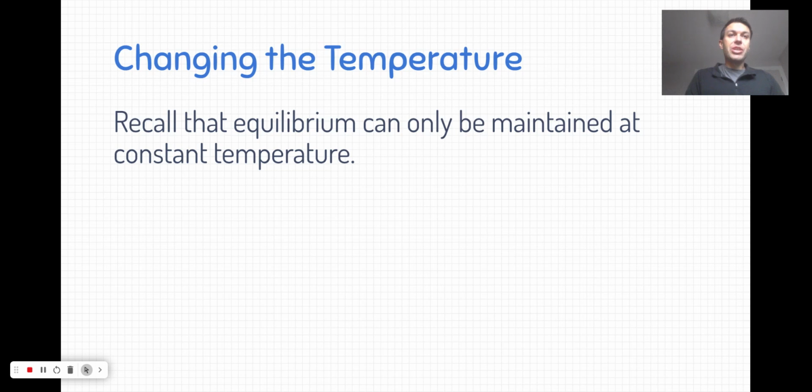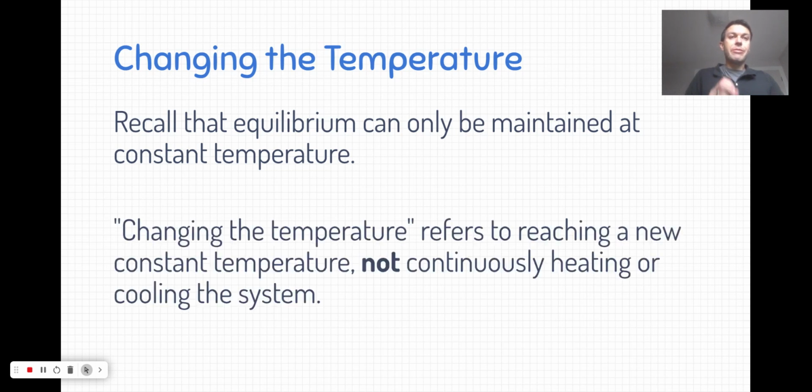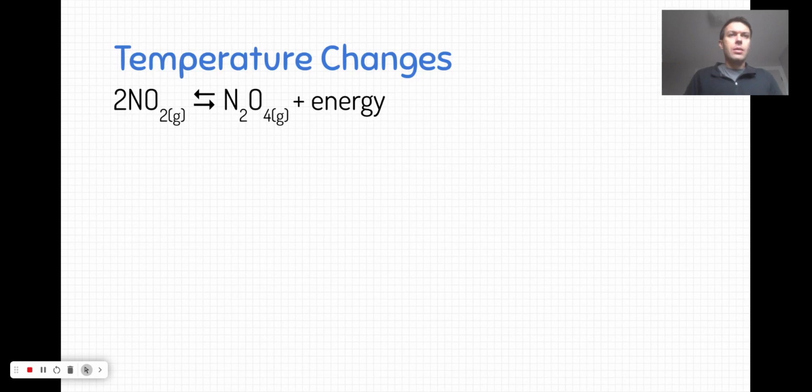Now, when we say we change the temperature, what we're referring to is setting the system at a new constant temperature. We cannot be continuously heating or cooling the system, because if we do that, then the system will never reach a new equilibrium point. To understand temperature changes, it's best to include the enthalpy change within the chemical reaction.